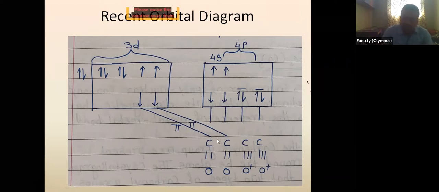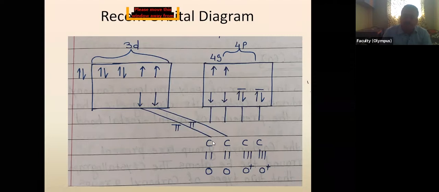And the difference between the previous one and this one is that in the previous one all four carbonyls are equivalent, but in this diagram two carbonyls are equivalent. These two are different from those two. Okay. These two are bonded with metal by coordinate bond. These two are bonded with metal by covalent bond and also double bond, pi bond and sigma bond. Okay. So these are different from the previous one.